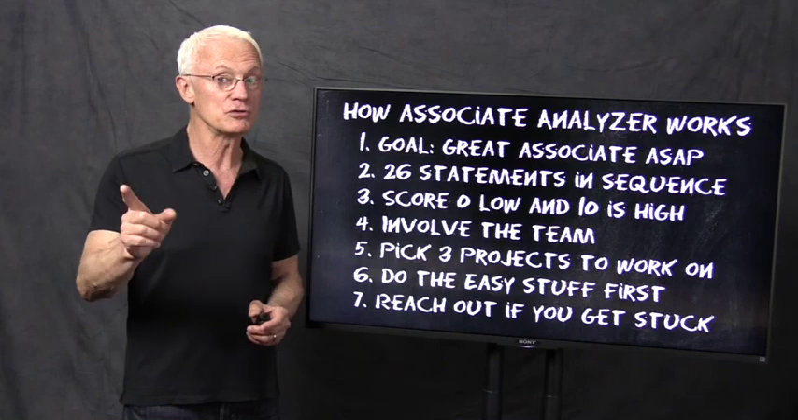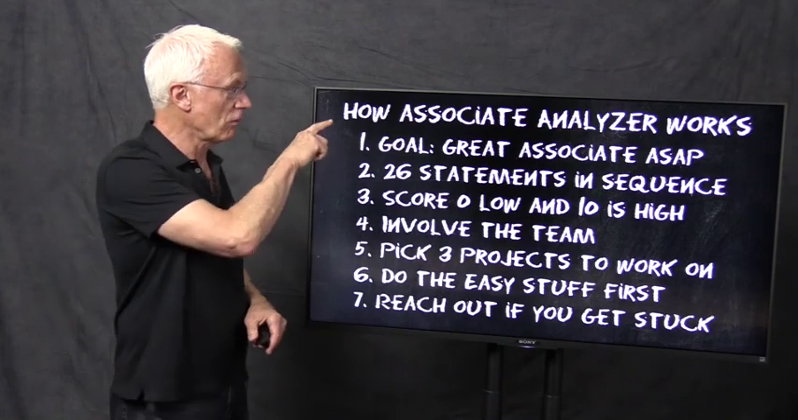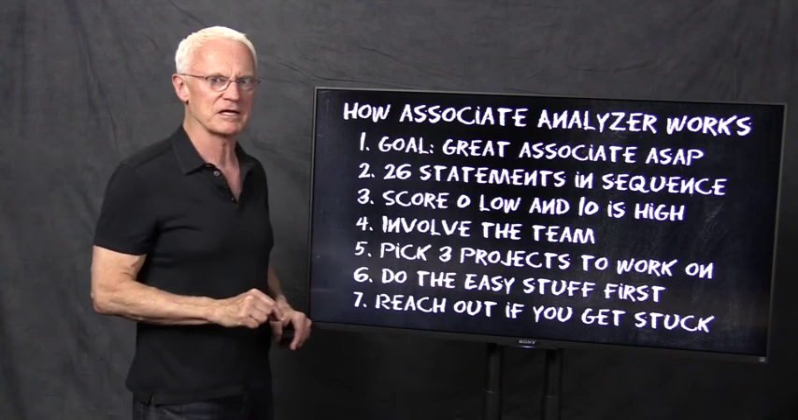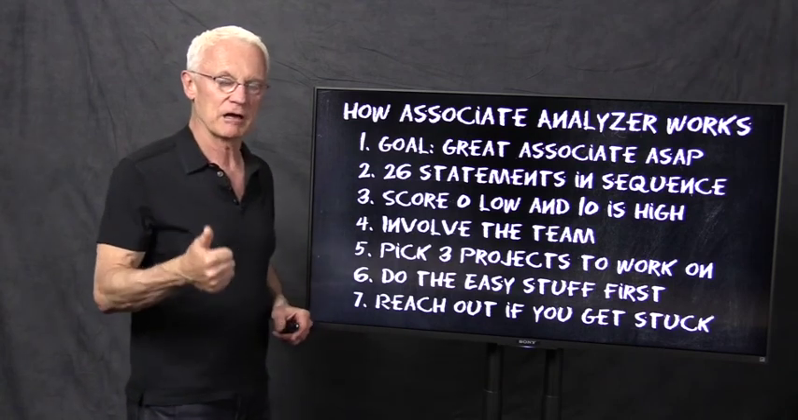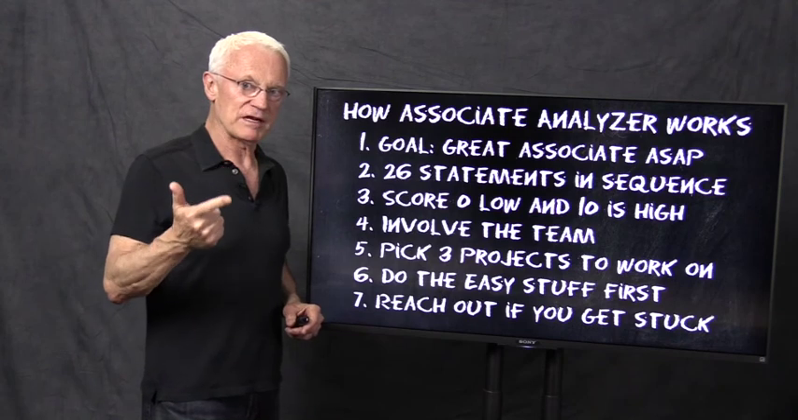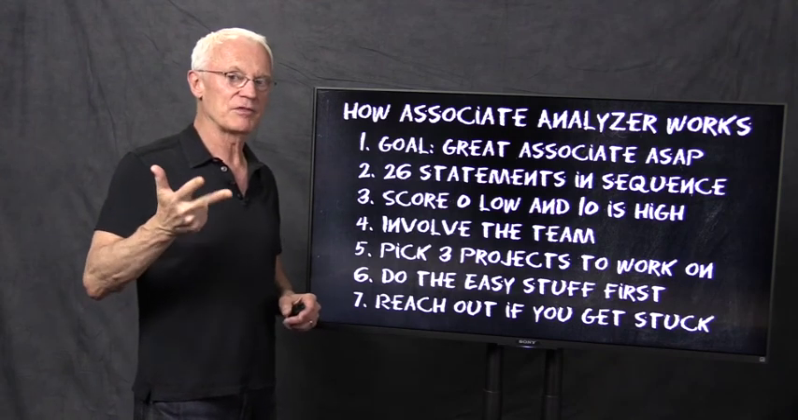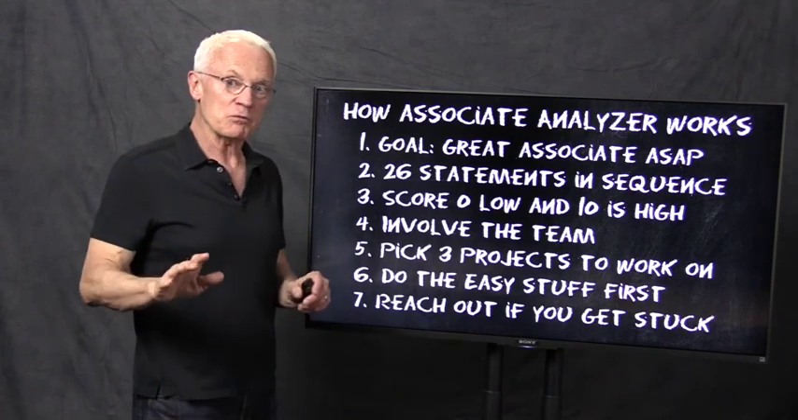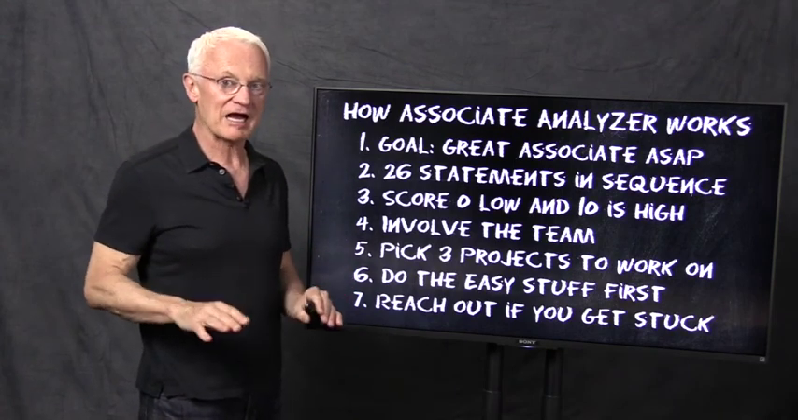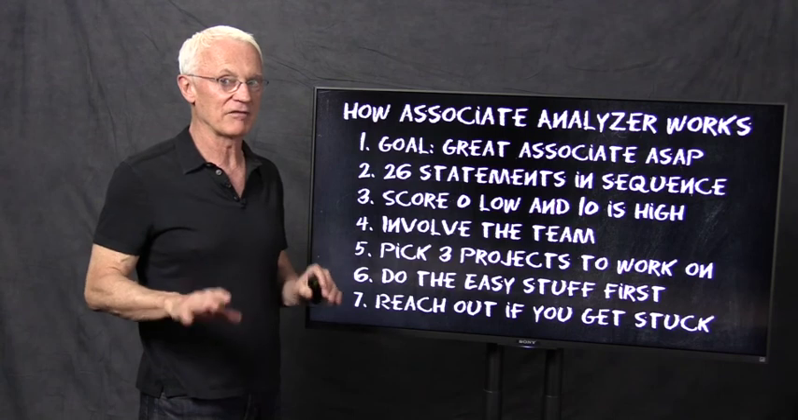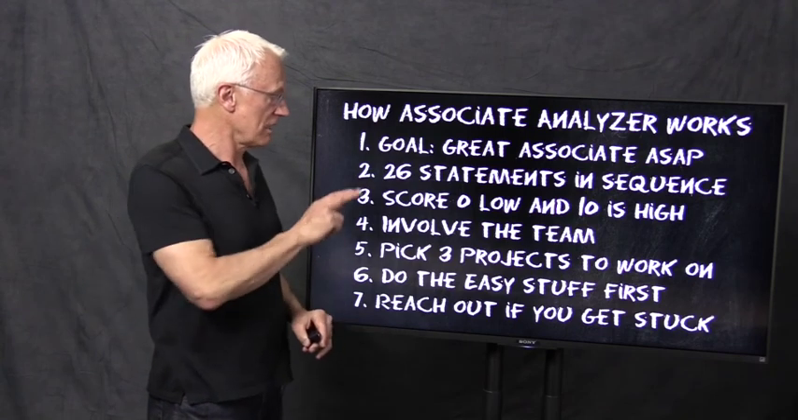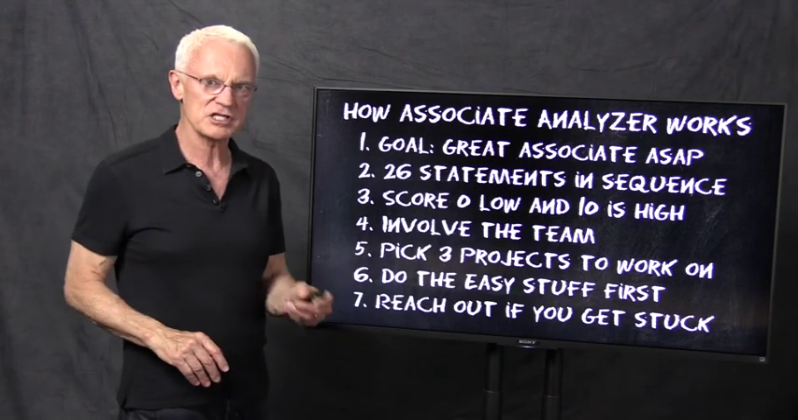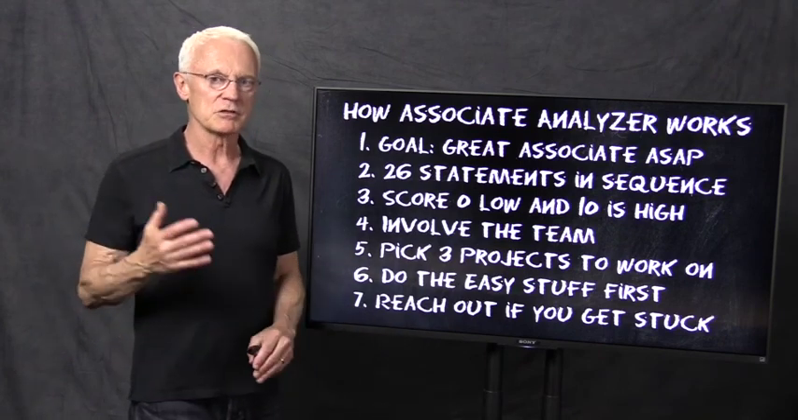Now, here's how we use the Associate Analyzer. Number one, our goal is to have a great associate as soon as possible, an associate that will give us the help that we need, give us the freedom that we want, and the extra income that we deserve. Now, one good associate is equal to an extra $100,000 to the clinic every year. So remember that.